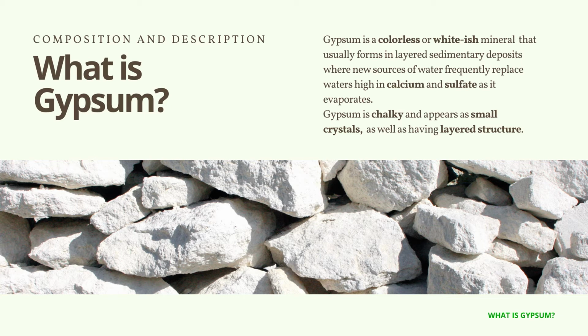It is a colorless or whitish mineral that usually forms in layered sedimentary deposits where new sources of water frequently replace waters high in calcium and sulfate as it evaporates. The sulfate component forms when, as evaporation occurs, the water and oxygen bond with the unprotected sulfur. Afterwards, it bonds with calcium and water, creating gypsum.